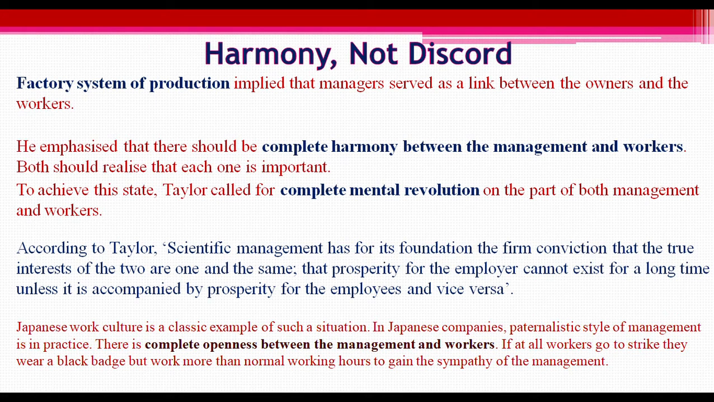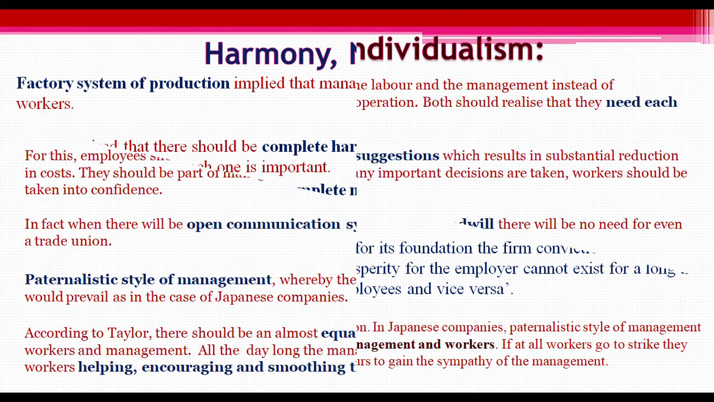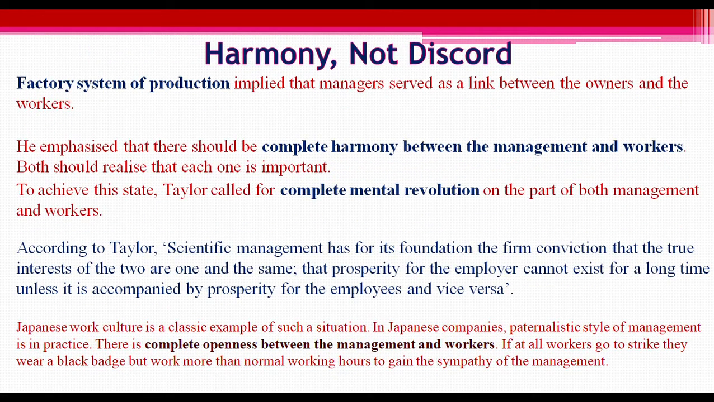So next is harmony, but not discord. Harmony you already know: doing things in proper integration and unity. The factory system of production served as a link between the owners and workers. We already know the factory system is where production takes place. So it emphasized that there should be complete harmony between the management and workers. They both should realize that each one is important.